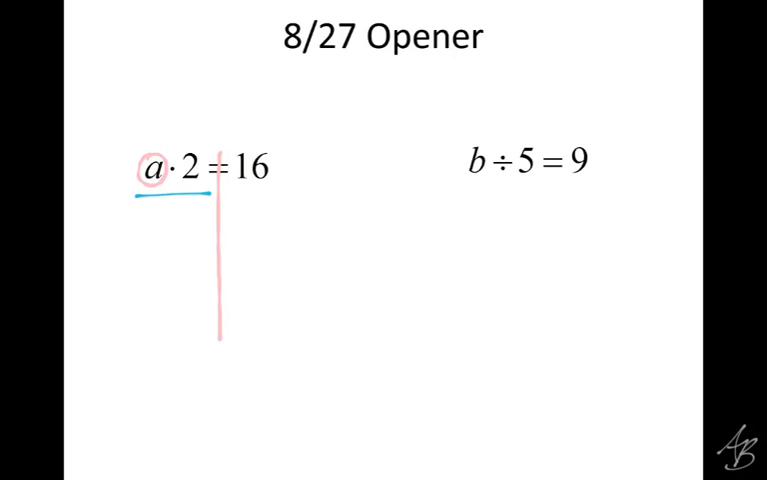So we want to get rid of a times 2. The inverse of multiplication is division, but we have to divide by that same number. So we divide by 2. And if we do it on the left, we have to do it on the right. So on the left side, those 2's cancel because it's a times 2 and a divided by 2. And that leaves us what? A. And then on the right side, 16 divided by 2 is 8.